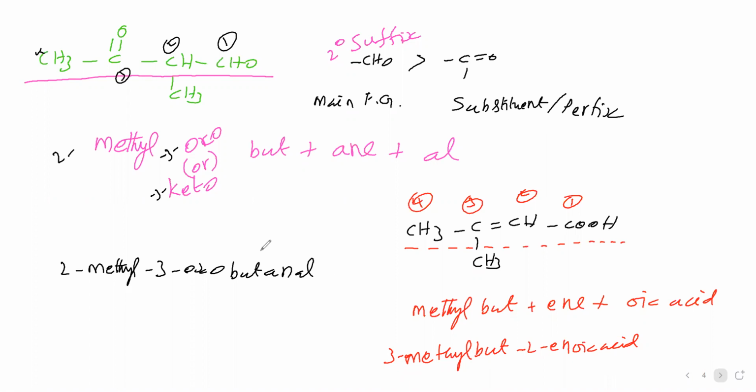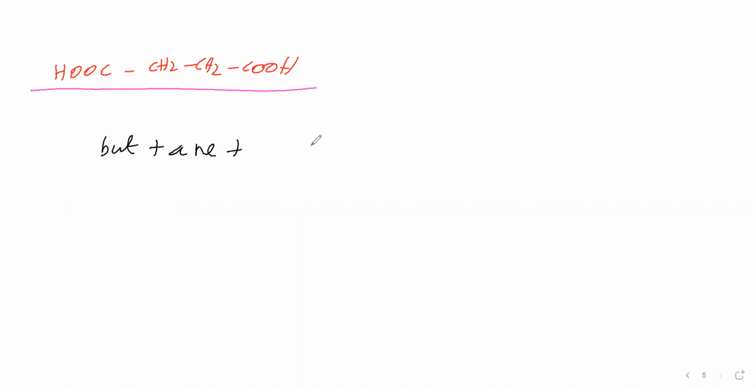Next compound we will take, a carboxylic acid, CH2 COOH. Here carboxylic acid is the functional group. It is present 2 times. Now we will select the parent chain here. Here the parent chain is this one, and the parent chain name is but. Primary suffix is ane. Secondary suffix is carboxylic acid, that is oic acid. That oic acid is present 2 times, therefore dioic acid. Di we said because of 2 times carboxylic acid.